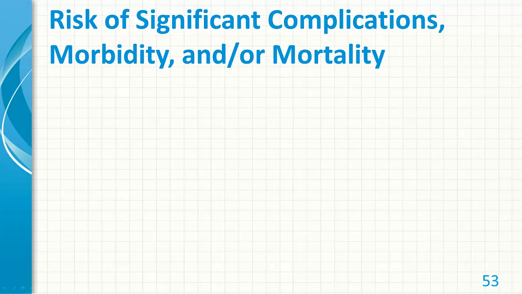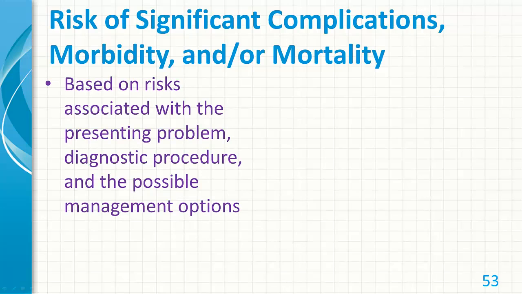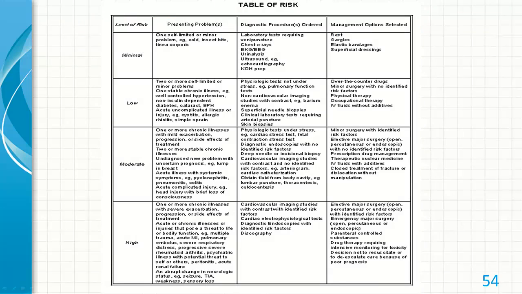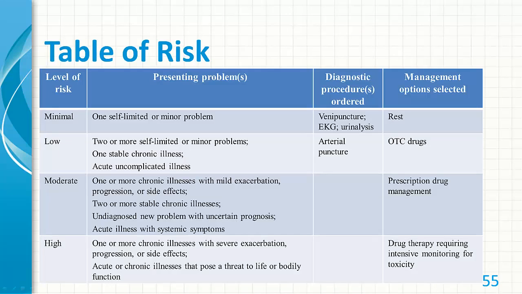Risk is the third element of medical decision-making. Risk could be that associated with a presenting problem, with a diagnostic procedure that is ordered, or with a management option that is planned. The highest level of risk determines the overall risk. Risk is defined by an extensive table. Yes, another table. It is still another table, but a large part of the risk table does not apply to a psychiatric practice. This is the condensed version with all you need as a child and adolescent psychiatrist.